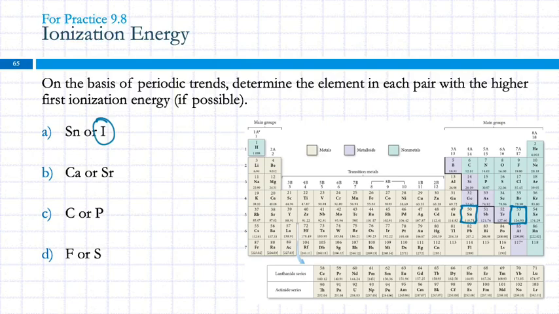Calcium or strontium? Again, we've got to find them. Here's calcium, and here's strontium. For higher ionization energy, I'm looking for the smaller atom, right? So who's smaller, calcium or strontium? Calcium. Carbon or phosphorus? Here's carbon. Here's phosphorus. Again, I'm looking for the higher ionization energy. I'm looking for the smaller element.